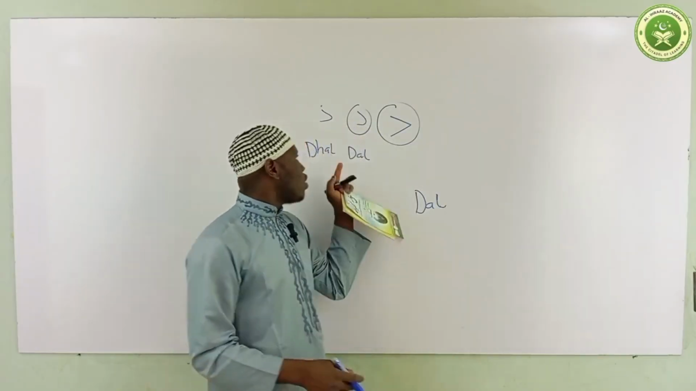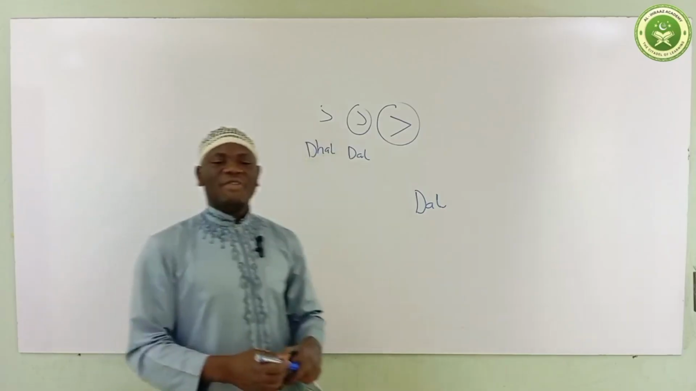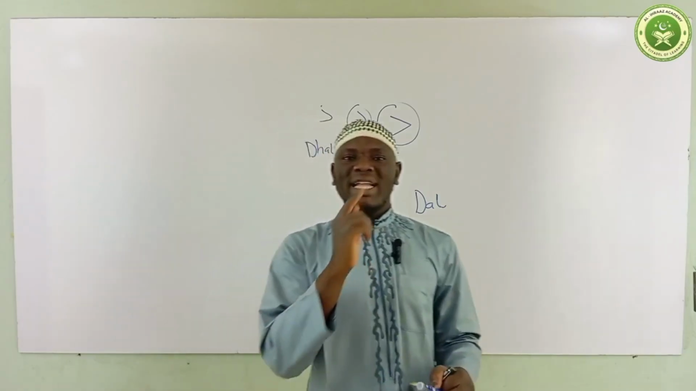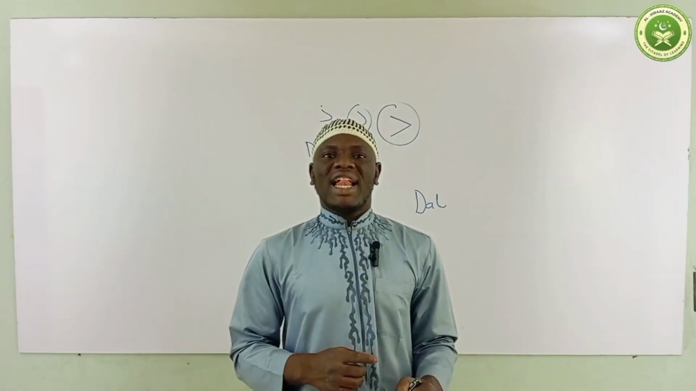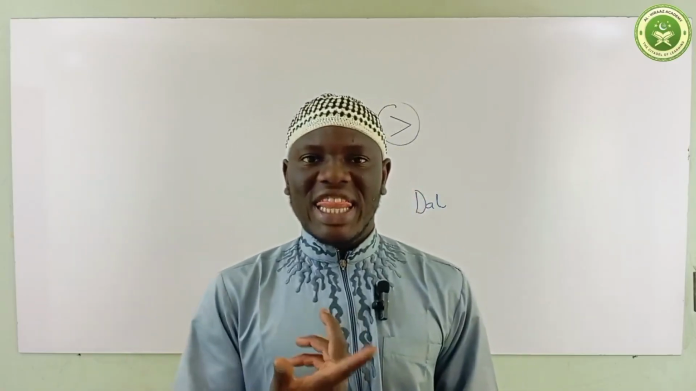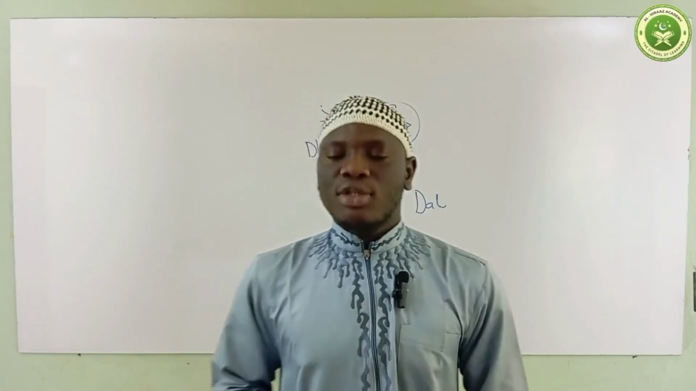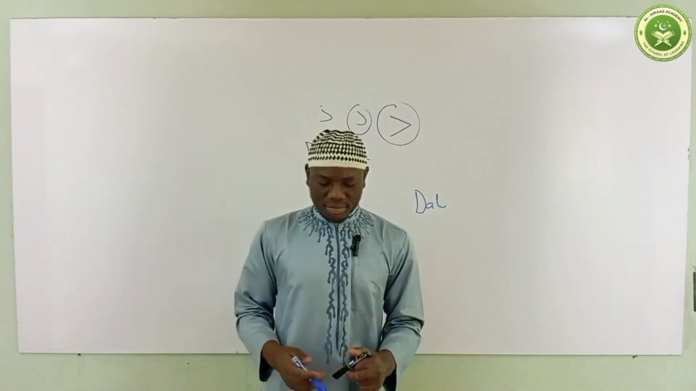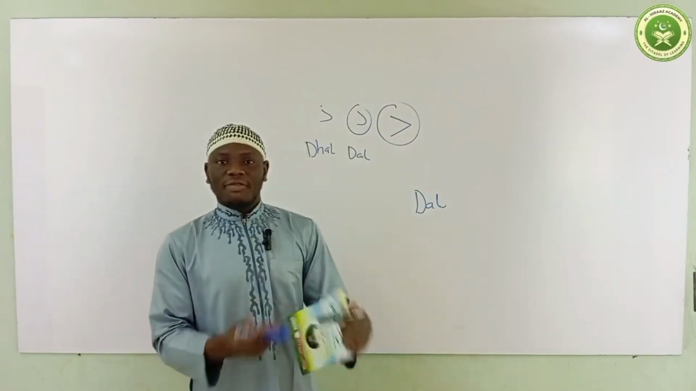Now we have the next one, which is Dhal. For Dhal, your tongue touches your upper teeth here, like this. I believe you can bring it closer to you like this. Dhal. So that is how you pronounce the dhal of the greater than family.